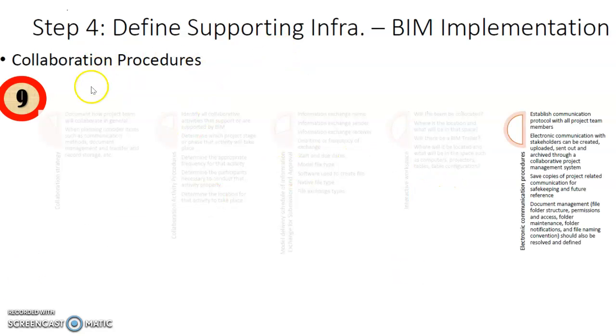And lastly, under the collaboration procedures, you will need to have an electronic communication procedure where you establish a communication protocol with all project team members, like for example, use email or WhatsApp or a combination, or Zoom, or what. Or electronic communication with the stakeholders can be created, uploaded, sent out, archived to a collaborative project management system. Save copies of the project-related communication for safekeeping and future reference.